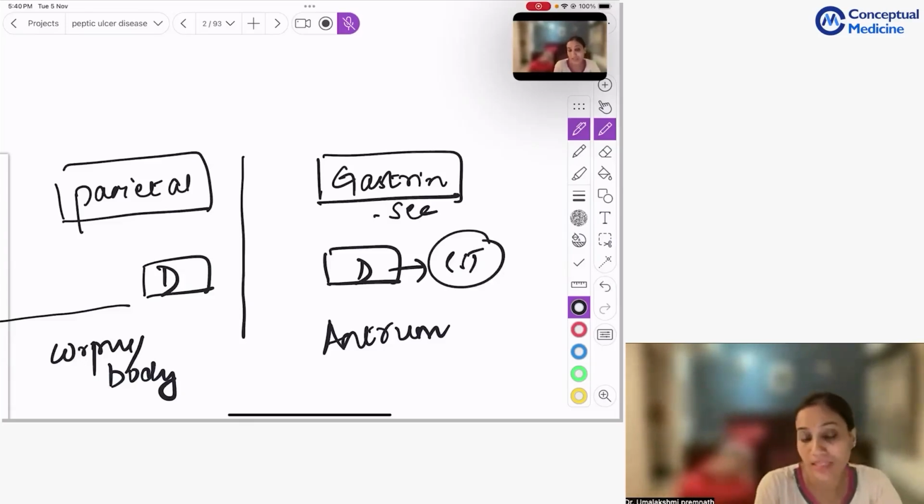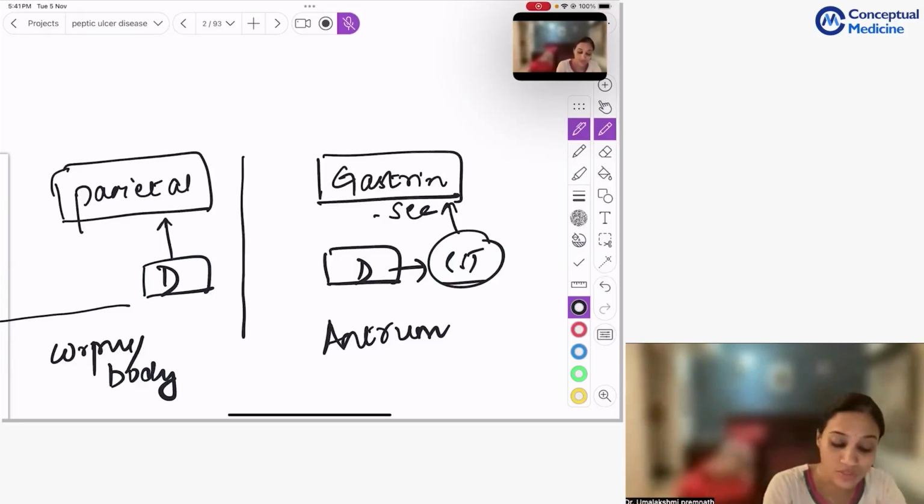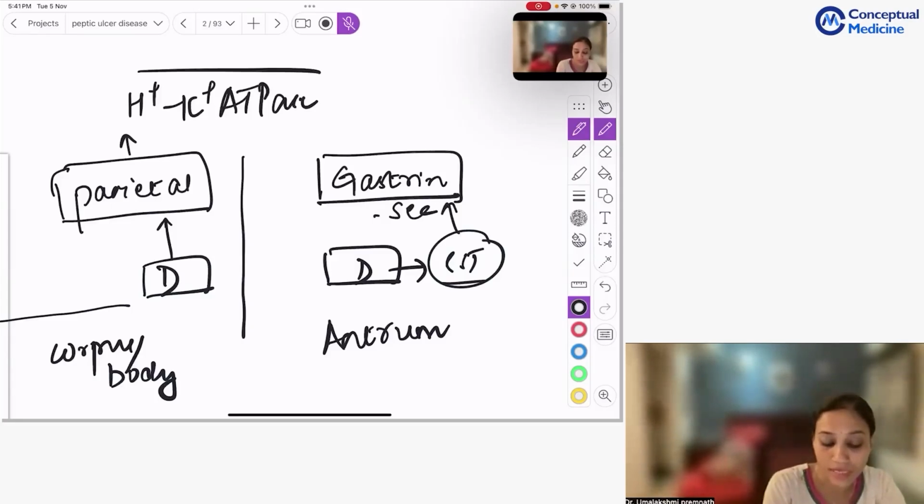So somatostatin is basically an inhibitory hormone. It inhibits the gastrin secretion. At the same time, it inhibits the parietal cell secretion. Parietal cell is what is responsible for your H plus, K plus, ATPase, and this is mainly the enzyme responsible for acid production.